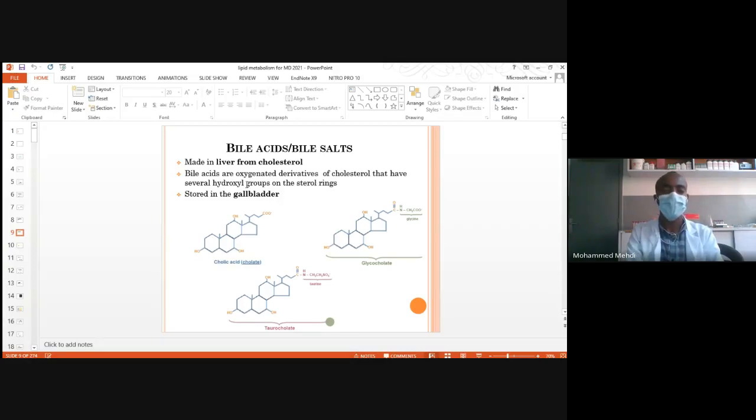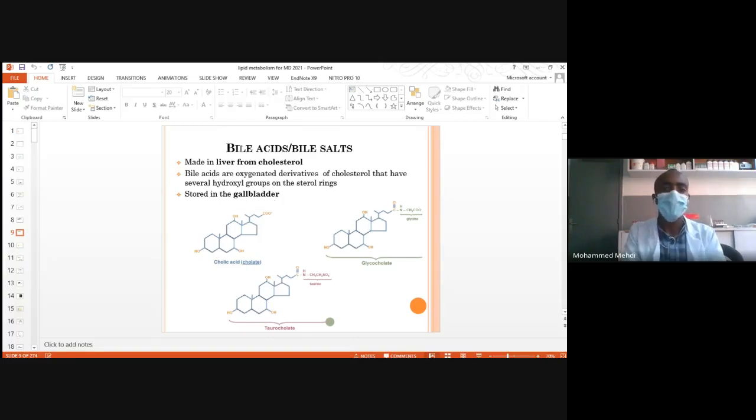This will increase the polar part of the bile acid. It will be increased upon the addition of more hydroxyl groups on the steroid nucleus. So these hydroxyl groups are added on the steroid nucleus, which increases the polarity of the cholesterol molecule. After it is synthesized, it will be stored in the gallbladder. Whenever there is food arrival or a fatty diet in the small intestine, it will be secreted into the small intestine.